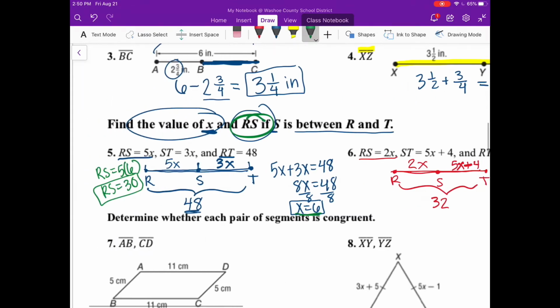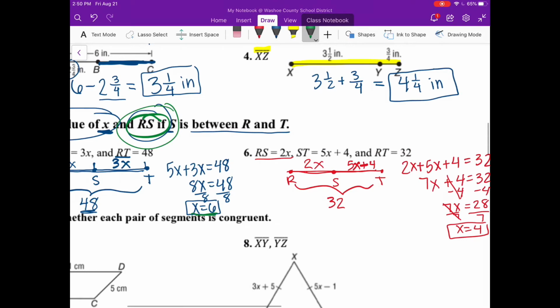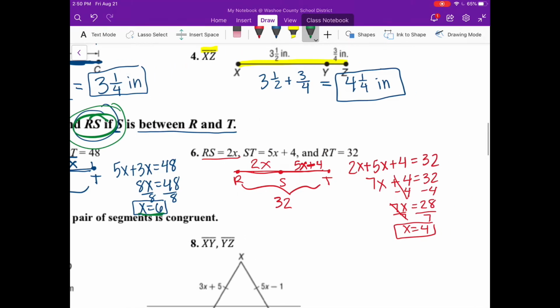Same thing, it's the same instruction, so I have to go back and find RS. So I'm going to substitute my x value here. 2 times 4 gives me 8.